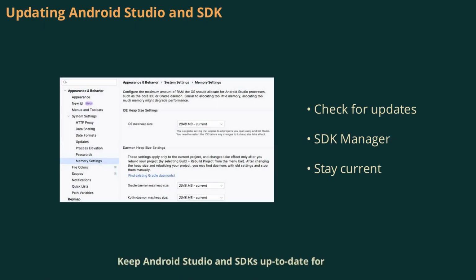Keep Android Studio and SDKs up to date for access to the latest features and security patches. Use the Help, Check for Updates menu to manually check for updates. The SDK Manager notifies you when new SDK versions are available. Regular updates ensure compatibility and stability.